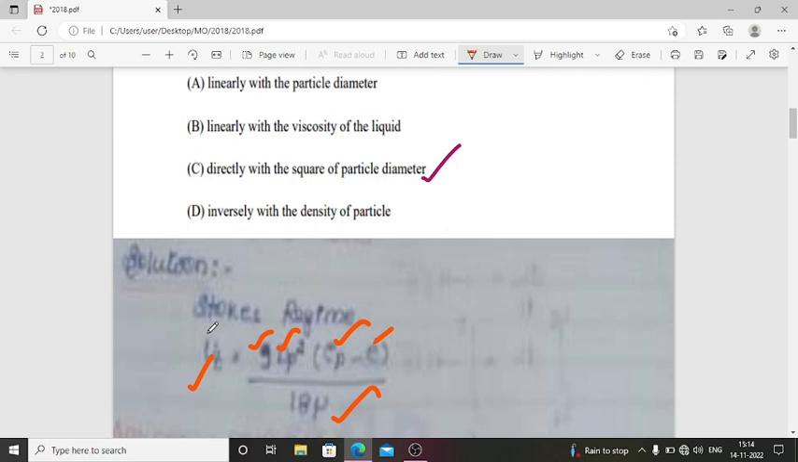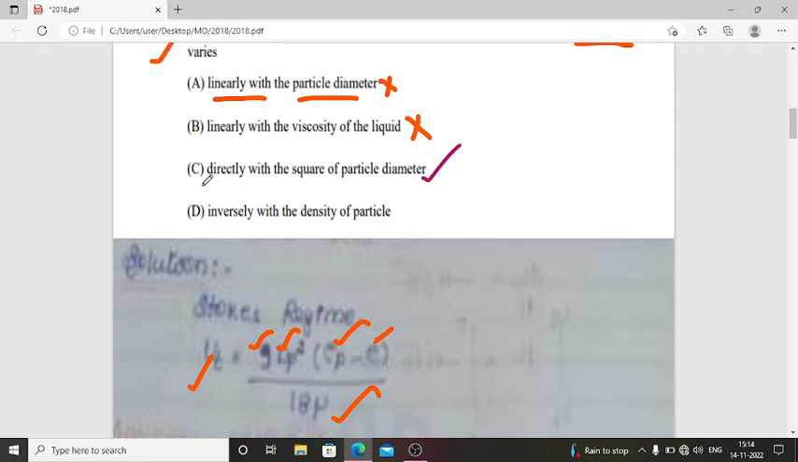How? So here first option, linearly with the particle diameter. So settling velocity ut linearly with the particle diameter. This is wrong. Why? Because from this equation, settling velocity is directly proportional to the particle diameter square. Okay. So here second option, linearly with the viscosity of the liquid. This is also wrong. Why? Because settling velocity is inversely proportional to the viscosity of the liquid.